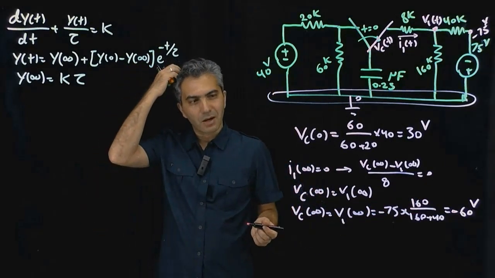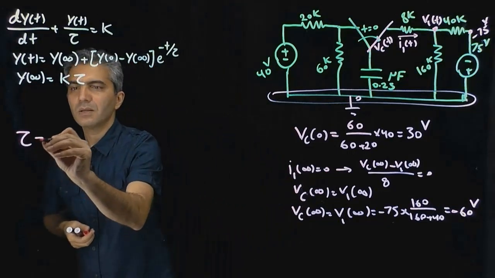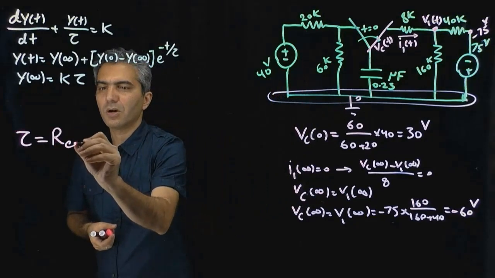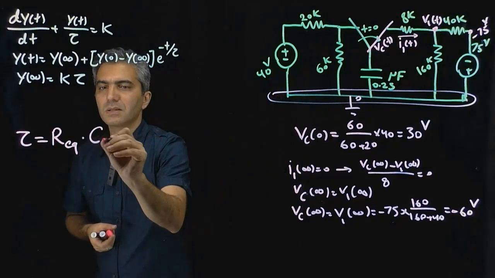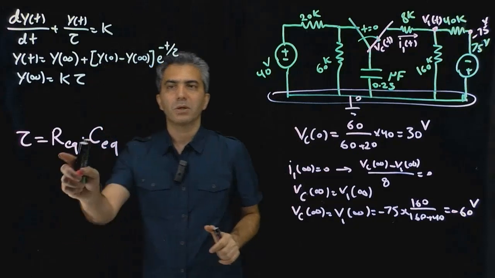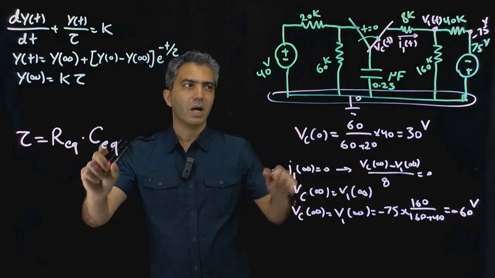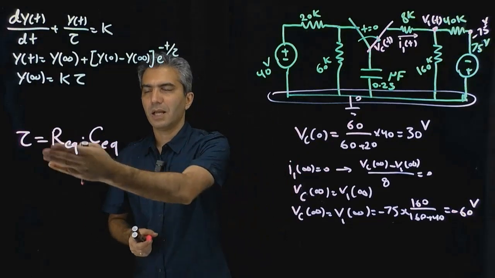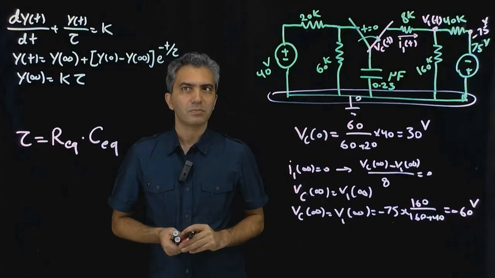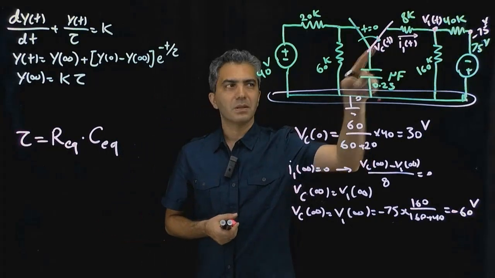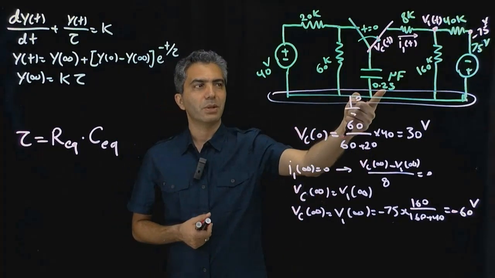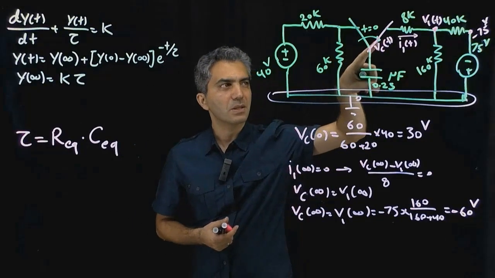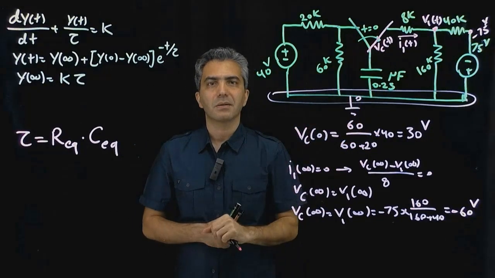Now, how about tau? For first order RC circuits, it's equal to R equivalent times C equivalent. So if you have more than one capacitor or more than one resistor, you have to combine them to turn them into one equivalent circuit, multiply them by each other, and then that would be your tau. With this circuit, the C equivalent is just simply 0.25 microfarad. But the equivalent resistance is the resistance that is seen by this capacitor.